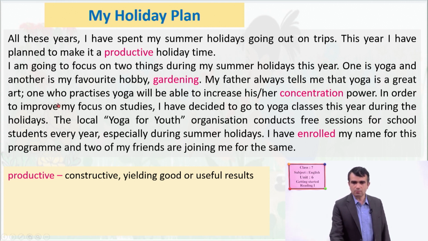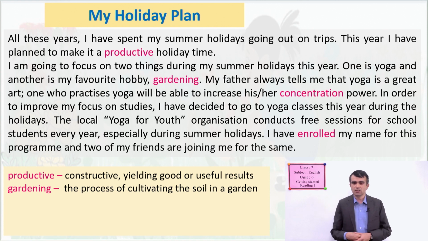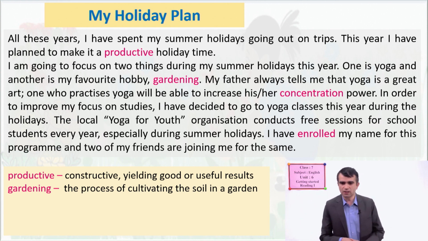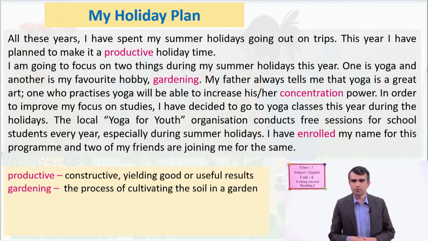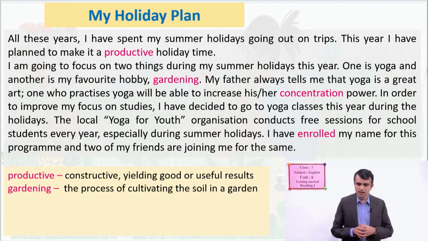Now in the same way, second word is gardening. What does it mean? Gardening is the process of cultivating the soil in a garden, or activities of working in the garden, you can say. Gardening means activity of working in the garden, isn't it? Well, that is gardening.